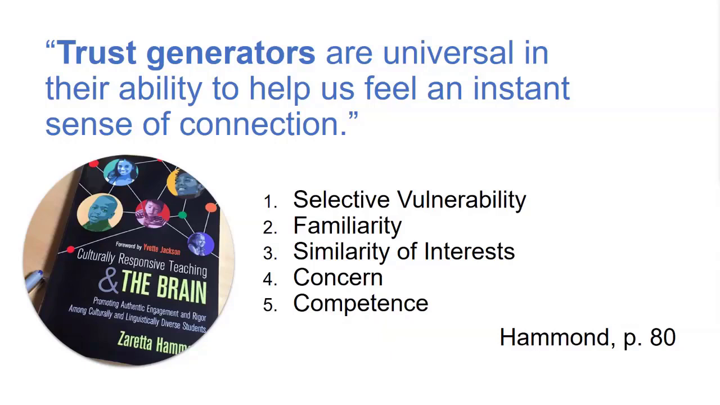So this quote from the book: "Trust generators are universal in their ability to help us feel an instant sense of connection." So that's what my klutziness did. It was an instant sense of connection. They felt a little sympathy for me. They felt comfortable with me because I wasn't perfect. And they liked that I could laugh at myself. So they were laughing with me, at me, but with me. And so that was an instant trust generator. And after that, everything got easier.